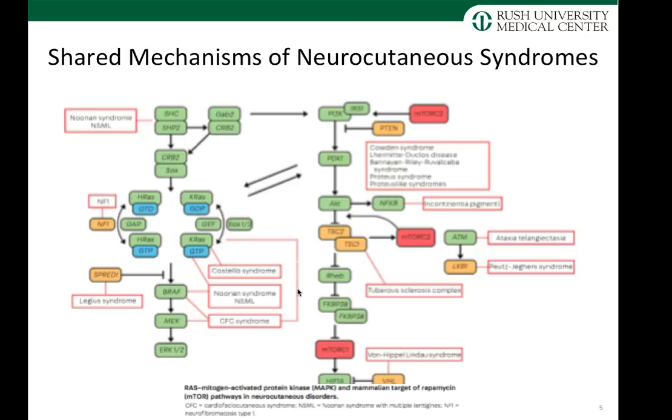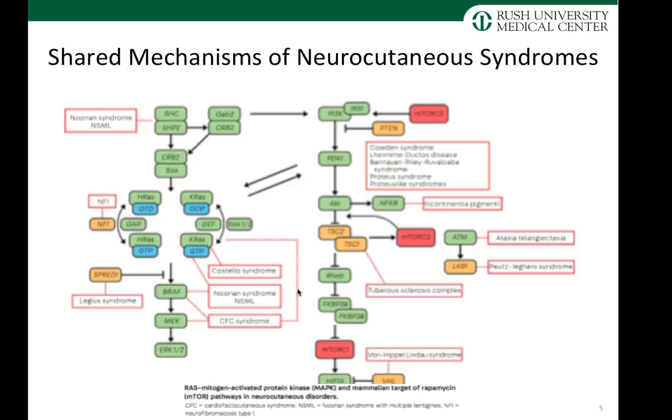So this slide appears a little bit blurry, but I don't actually want you to memorize this slide. What I want you to understand with this slide is that many of the neurocutaneous syndromes have shared mechanisms. And so this slide is showing a particular pathway that many of the diseases I'm going to talk about today are linked to.